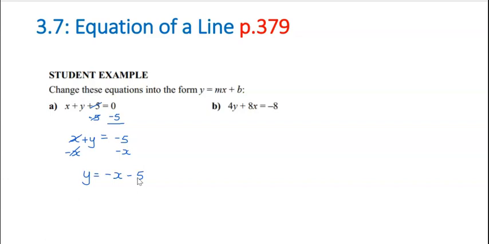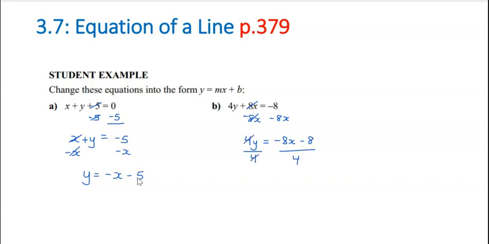For b, we want to isolate our term with y, so we have 4y plus 8x is equal to negative 8. First, we can subtract the 8x from both sides. Canceling, that leaves us with 4y is equal to, and I'm going to put that x term first, negative 8x minus 8. And now we're going to isolate y through division. We're going to divide by 4.